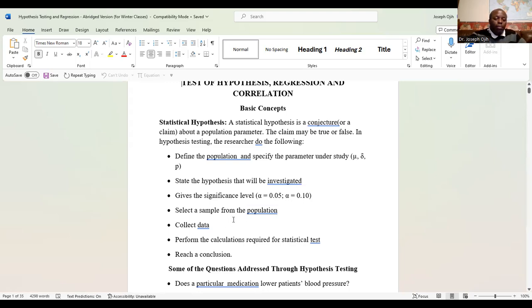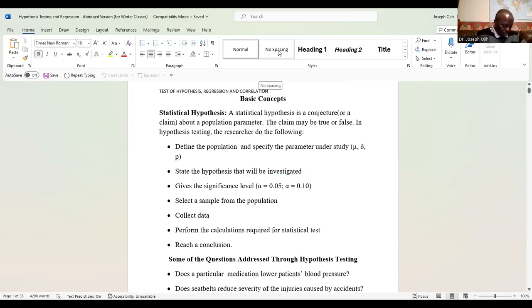Then we select the sample from the population and collect data on that population. After that, we perform the calculations required for the statistical test. Then we reach a conclusion. Now, usually, in fact, for all the equations in this course, you'll be given the summary statistics. So all you have to do is state your hypothesis, run your test, and conclude.